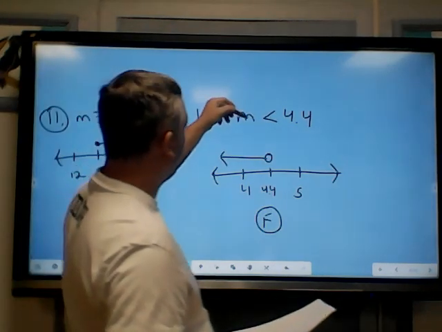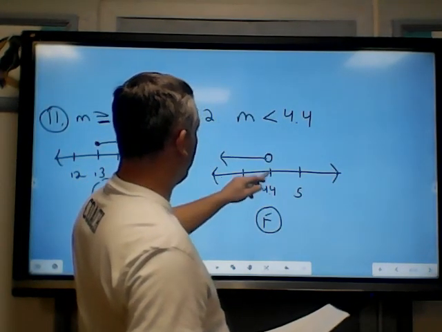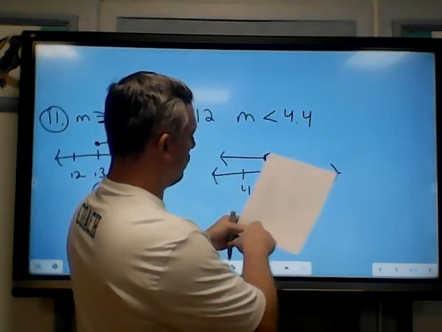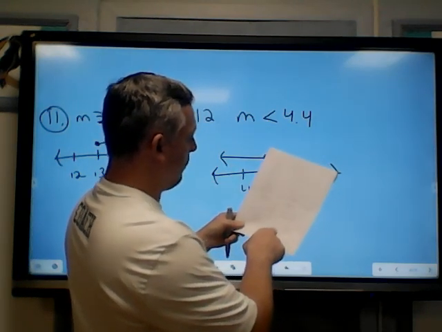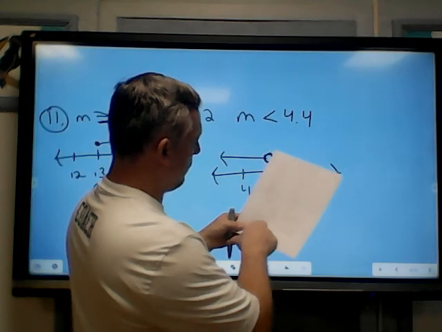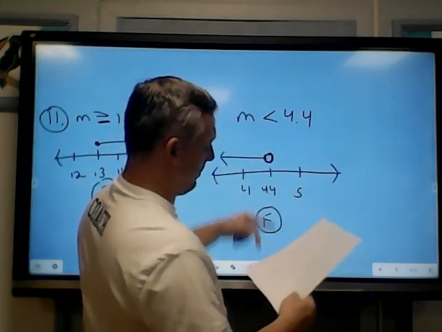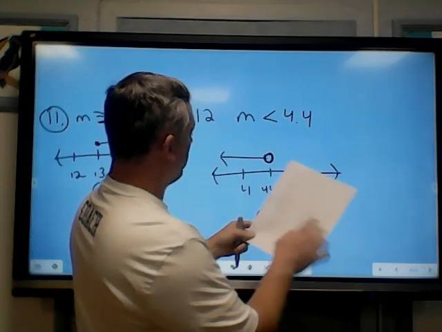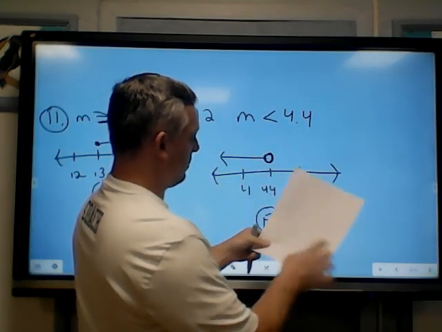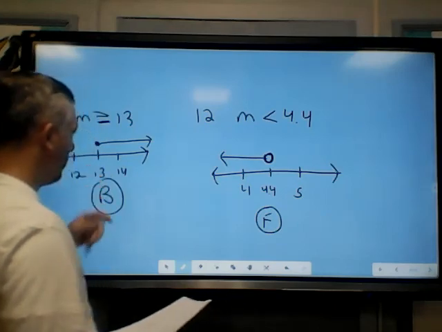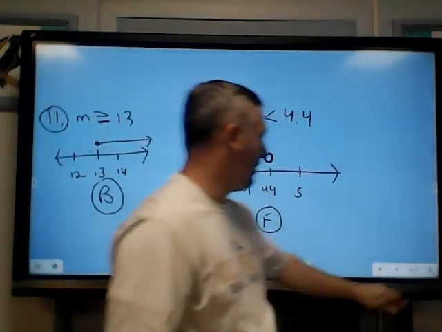Number 12, m is less than 4.4. Well, you put an open circle on 4.4. Look at your choices. They're all on 4.4. They're just a little bit above 4, and that's 4.4. You're looking for an open circle now because there's no line under it. So that means you're looking for F or H, and it's going in the less than direction, so you have to choose F.